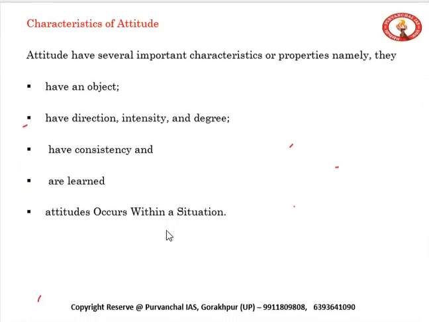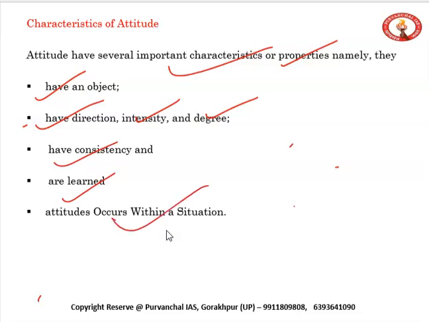Attitude has several important characteristics or properties. Some of them are: they have an object, they have direction, intensity, and degree, they have consistency, they are learned, and attitudes occur within a situation. One by one, we will understand it clearly.